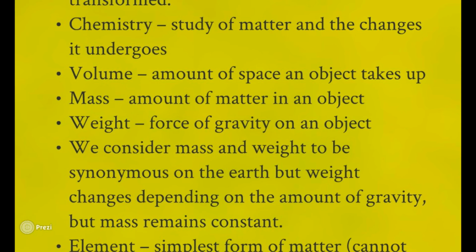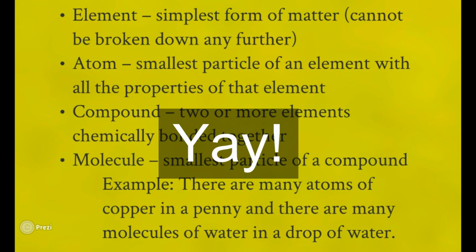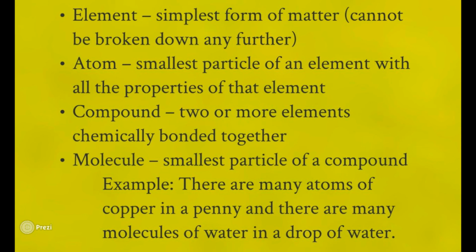Mass is more universal. So the simplest form of matter, you can't break it down any further. That's where we get our periodic table of elements. Those are the simplest forms of matter we've found. Yay. However, the big thing you need to figure out is the difference between these two guys: an element versus a compound. A compound is multiple elements. It's two or more chemically bonded together.